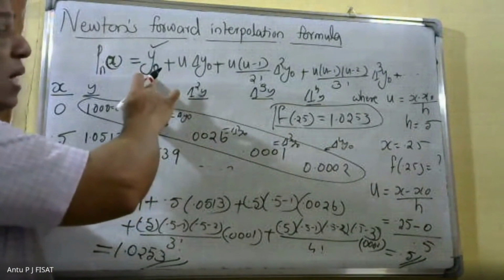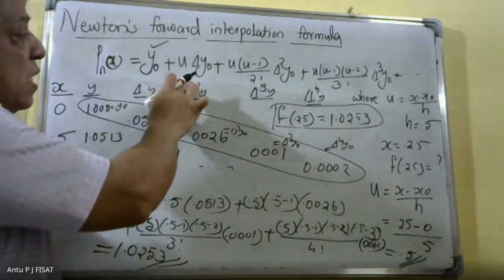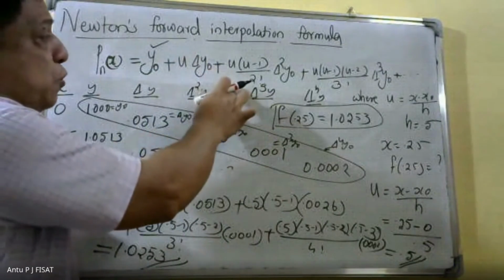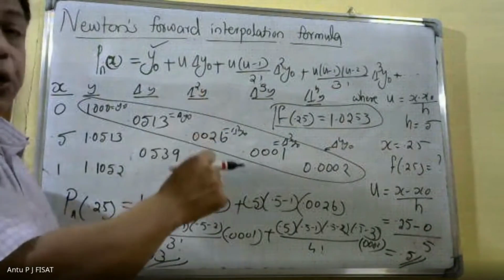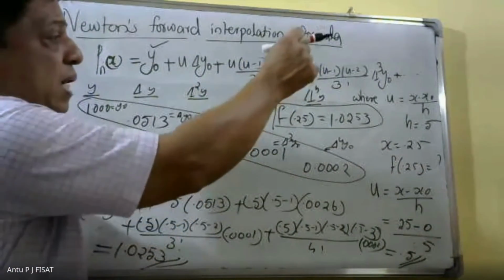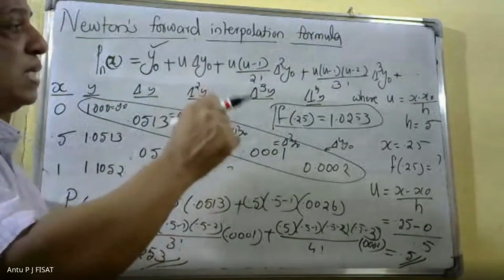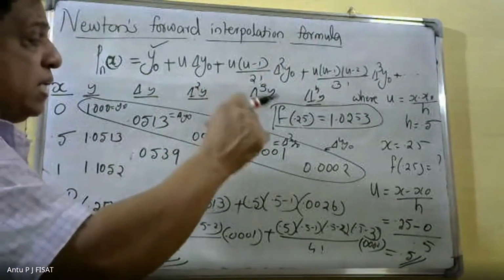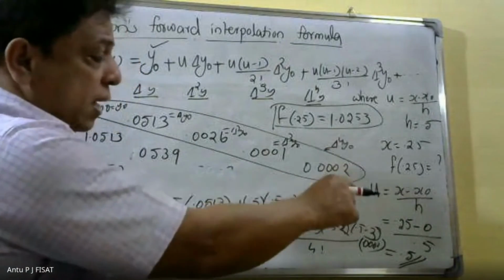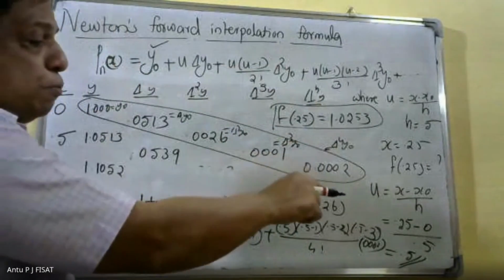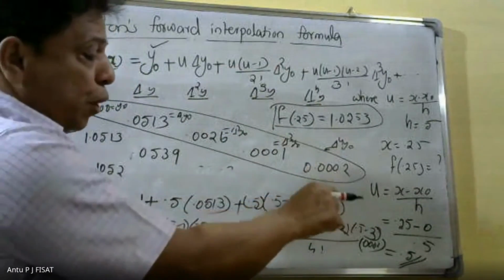The formula says that y naught plus u into delta y naught plus u into u minus 1 by 2 factorial delta square y naught plus etc. In this formula, to calculate u, we use the formula x minus x naught by h, where x is equal to 0.25 minus x naught, the first value 0, by h, the common difference, that is 0.5. Therefore, u is equal to 0.5.